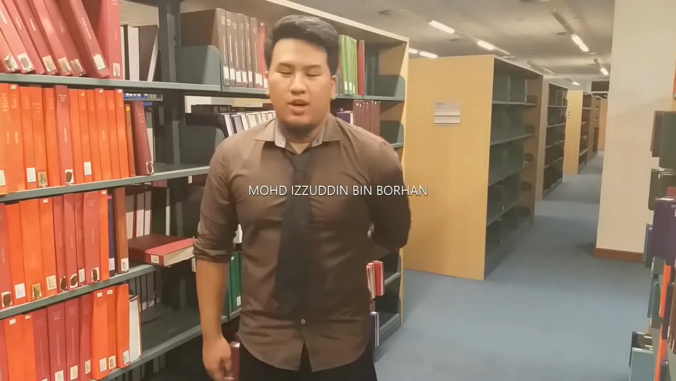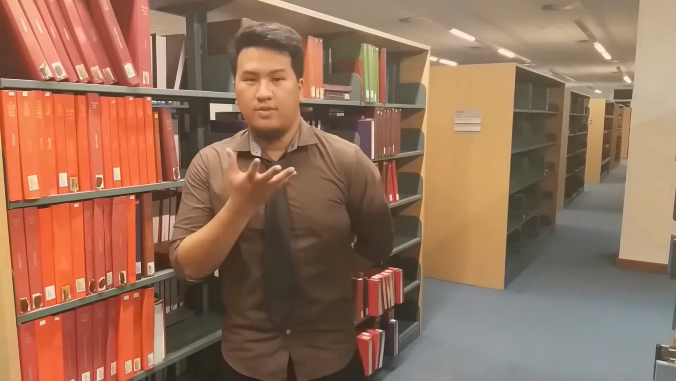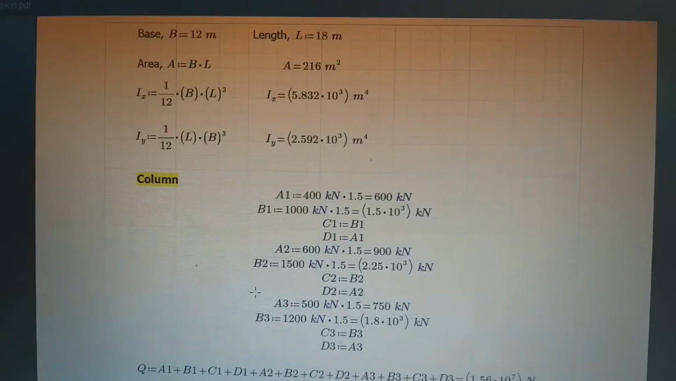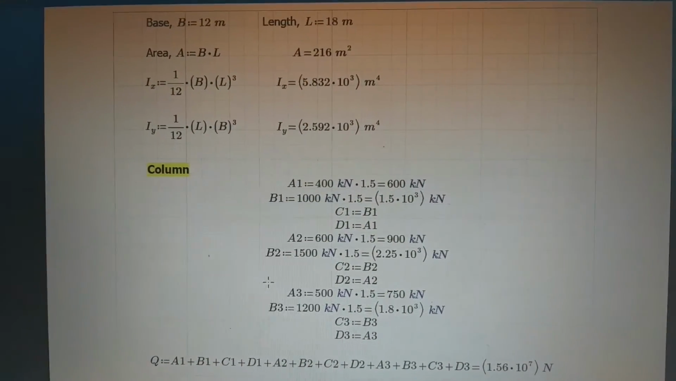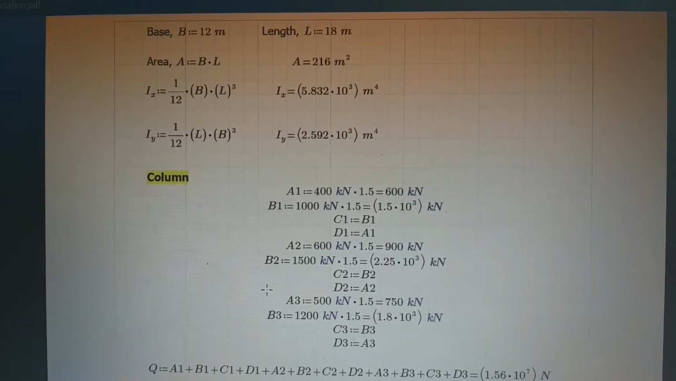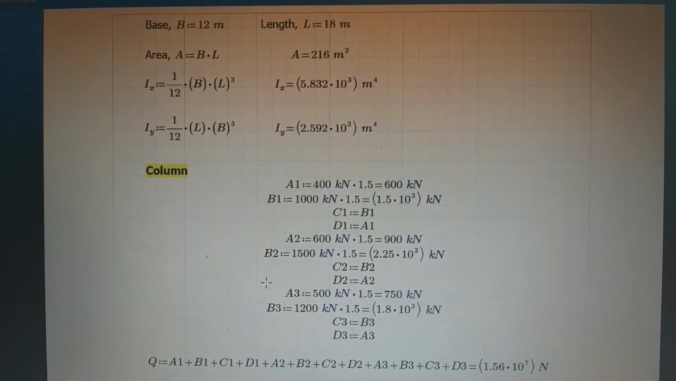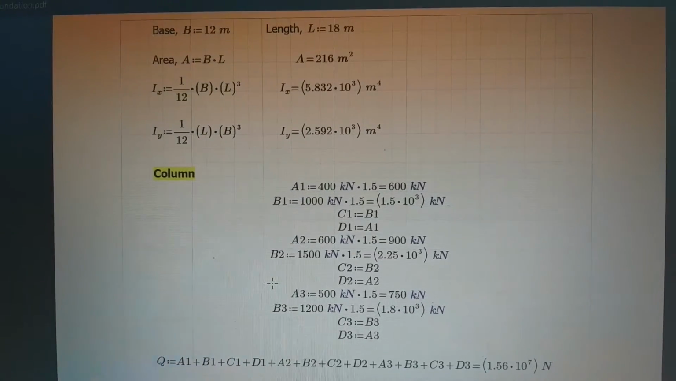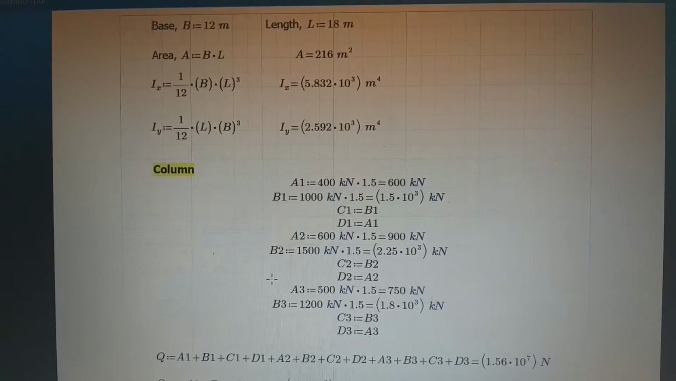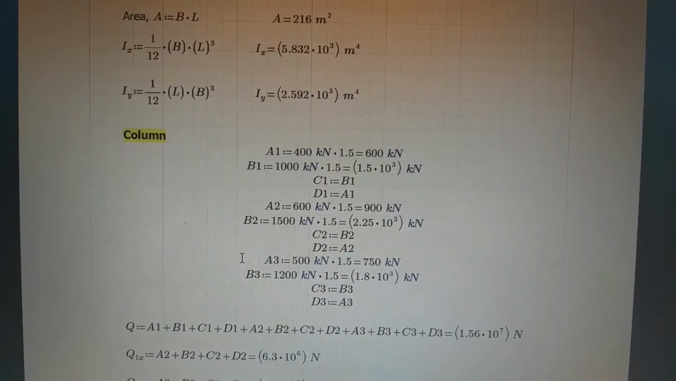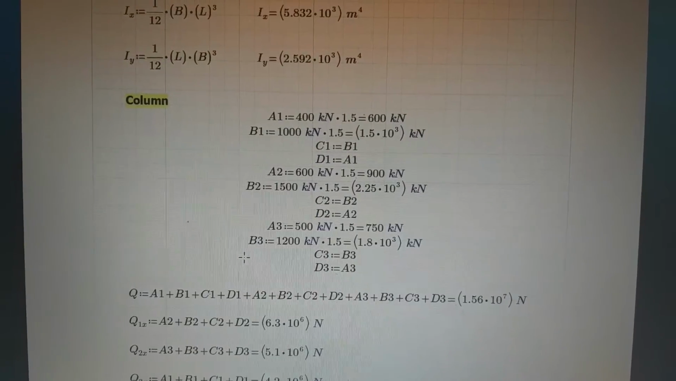Hello there. I will be starting the problem by calculating the soil pressure of the raft foundation. So let's go. First of all, we refer to the plan and obtain the base and the length, and then we calculate the area as well as the moment of inertia for x and y. Then we multiply the column loads by 1.5, which is the load factor. Then we sum up all the total factored loads into one, which is labeled as Q.